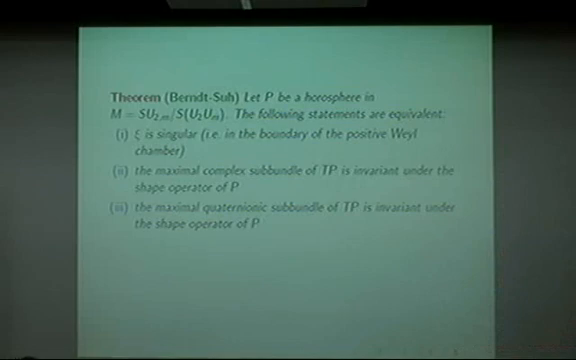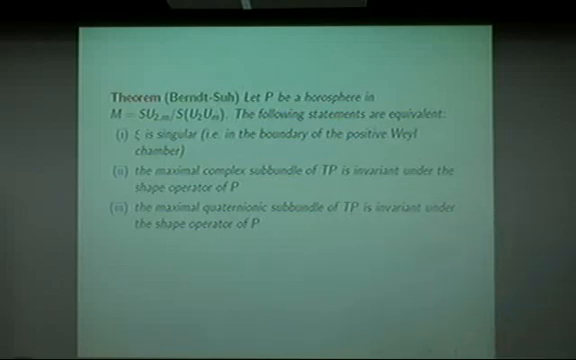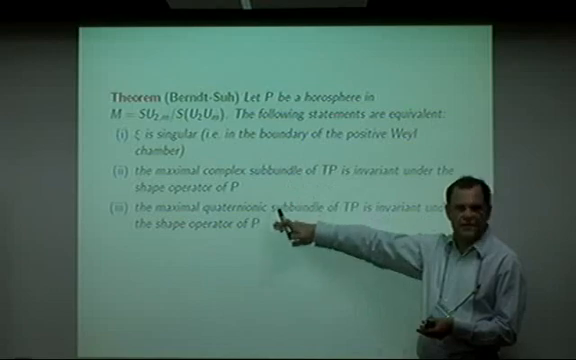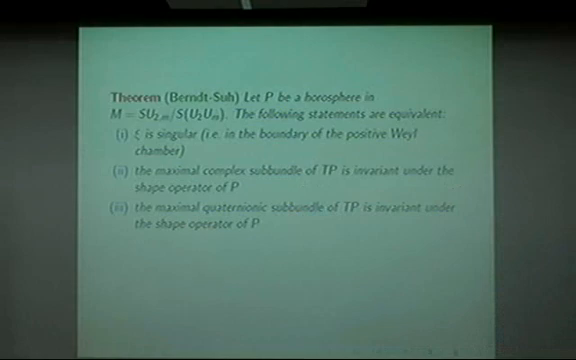Yeah? And this is also equivalent to saying that the maximal quaternionic subbundle of the tangent bundle of the horosphere is invariant under the shape operator. You see, we have these two geometric structures, the Kähler structure and the quaternionic Kähler structure. They naturally induce the subbundles of the tangent bundle of a hypersurface. Yeah? And it's just the simple property of invariance by the shape operator characterizes the singular tangent vectors, which is quite a nice characterization of the horospheres which are singular, or in general of singular tangent vectors.